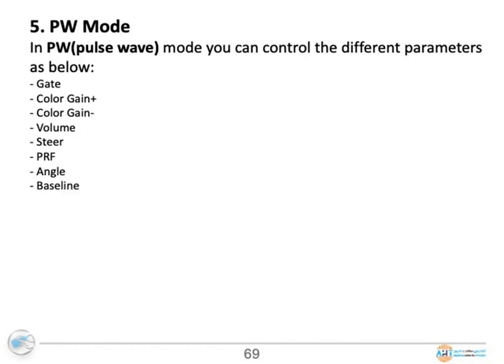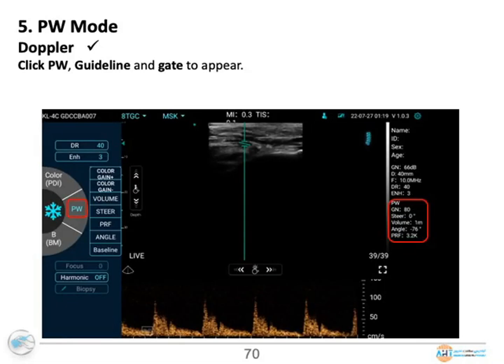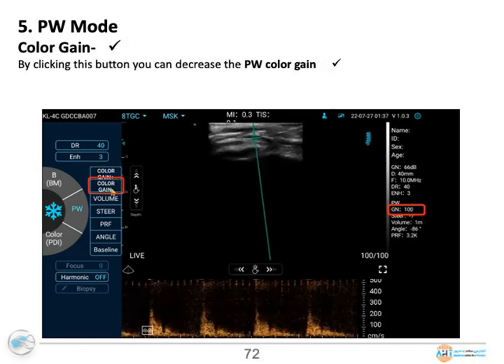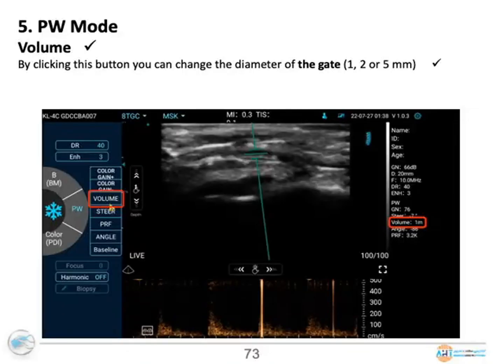PW mode. In PW, pulse wave mode, you can control the different parameters as below. PW mode. Doppler. Click PW guideline and gate to appear. PW mode. Color gain. By clicking this button, you can increase the PW color gain up to 100 dB. PW mode. Volume. By clicking this button, you can change the diameter of the gate, 1, 2, or 5 millimeters.